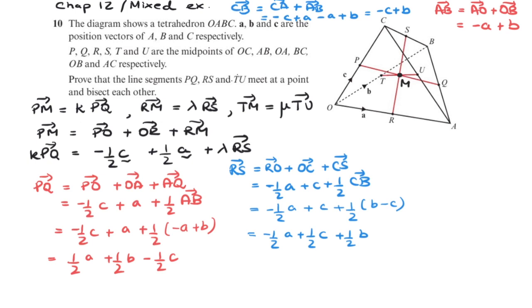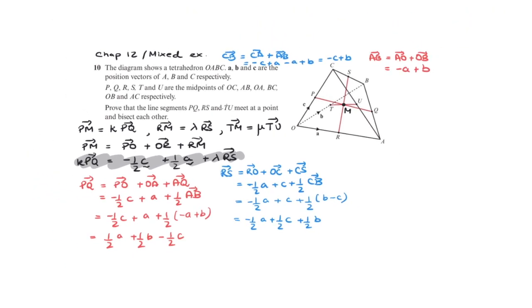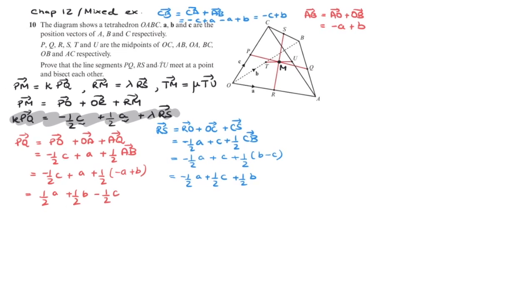Now if we put these together, the red section and the blue section with our PM equation right here, we will be able to compare the coefficients and work out the values of k and lambda. So let's go ahead and do that. I am going to zoom out slightly. Alright, let's put that here. Cool. So with that, let's write down: we have k times PQ. So k is, I'm just going to go back to black.